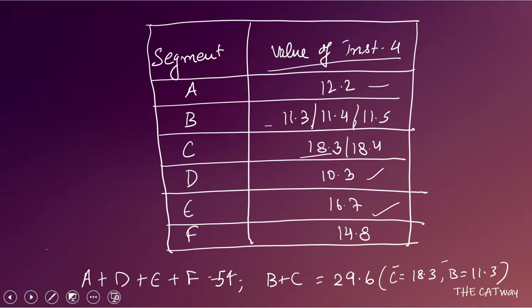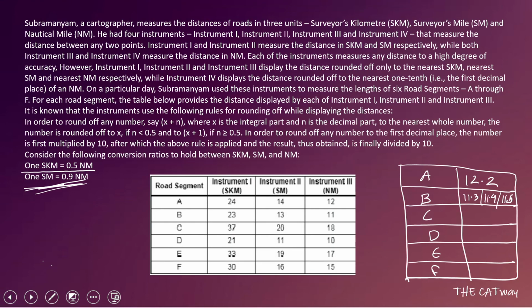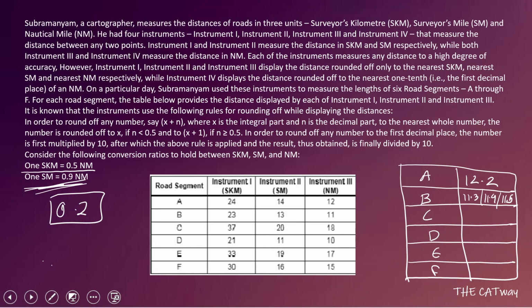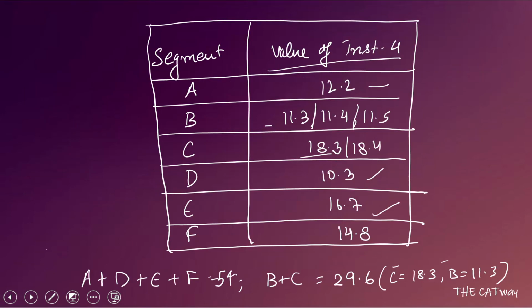So for A, we have been given 12.2 by instrument 4, and we were given 12 by instrument 3. So the difference is 0.2. Okay, so this is the first difference which we have. For B it is 11, and from here it is 11.3. So it is going to be greater than 0.2, that's for sure. Let's not note it down. Okay, for C it is 18, and here it is 18.3, the minimum value. Again, we need not note it down.